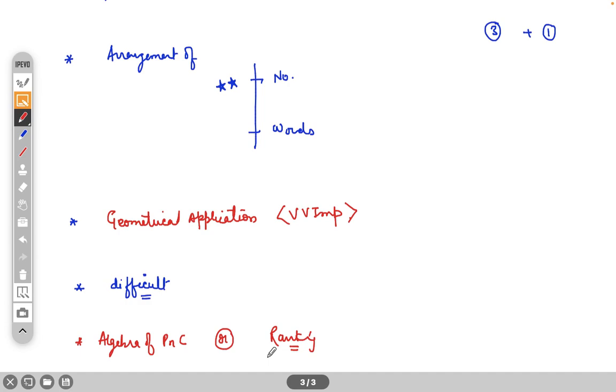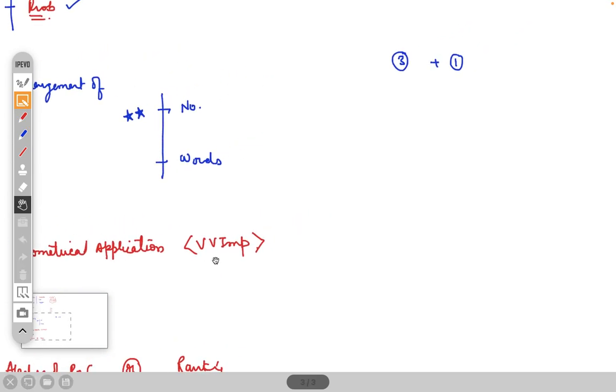Yes, sir. Cool. So this is the structure of the chapter. Now talking about questions. So first question. Basic principle of multiplication.